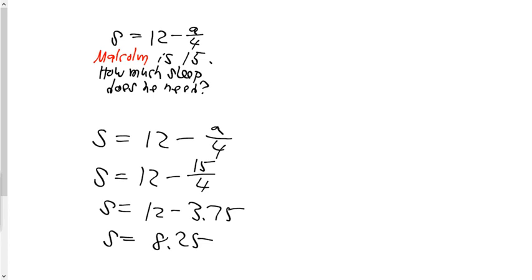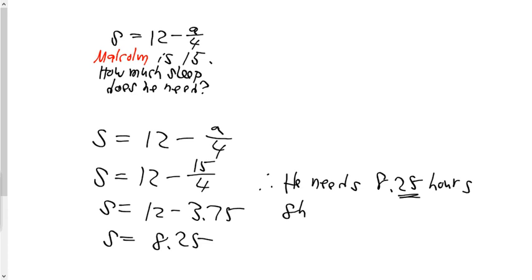So this is where it gets a little complicated. Therefore, he needs 8.25 hours, or more appropriately, since a 0.25 is a quarter of an hour, 8 hours and 15 minutes. It's not 25 minutes because a quarter of an hour is 15 minutes. So 8.25 hours is 8 hours and 15 minutes. If it was 8.5 hours, we'd say 8 hours and 30 minutes because half an hour is 30 minutes.